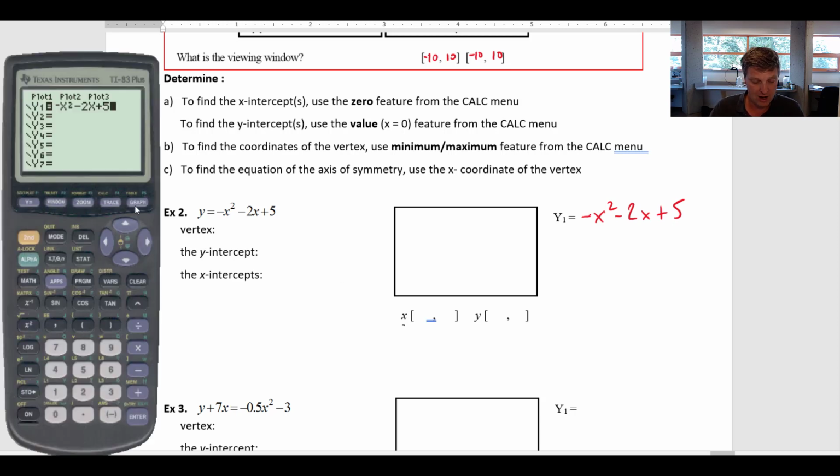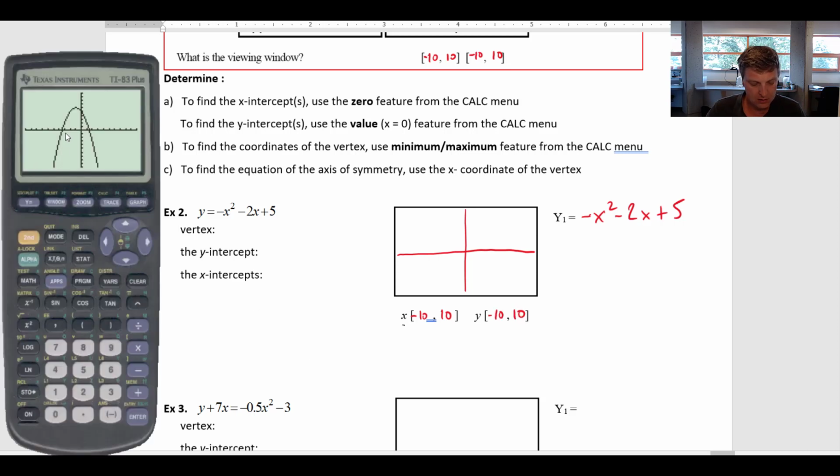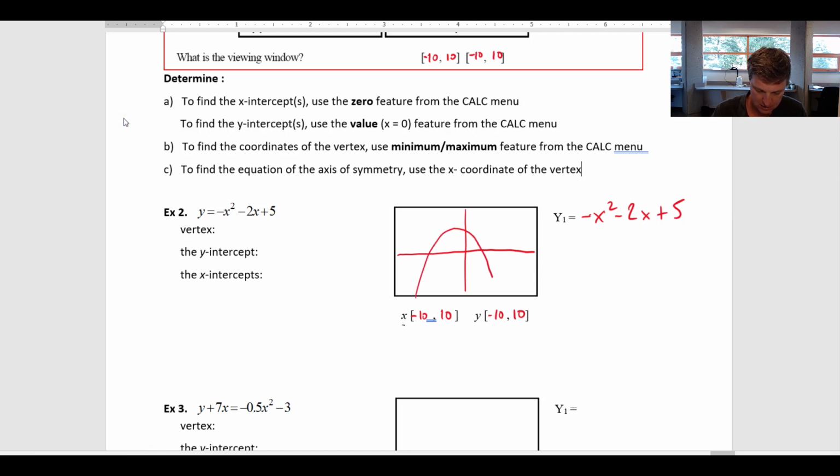When I hit the graph button, take a look. Okay, I can clearly see the vertex, I can see the x-intercepts, so that's a pretty good window. I don't need to change that at all. So I've got my axes there and there, right in the middle. I went from negative 10 to 10, and negative 10 to 10. And I can see it hits the x-axis around, I don't know, maybe 3.5, and then somewhere over here. So it's going to look something sort of like that.